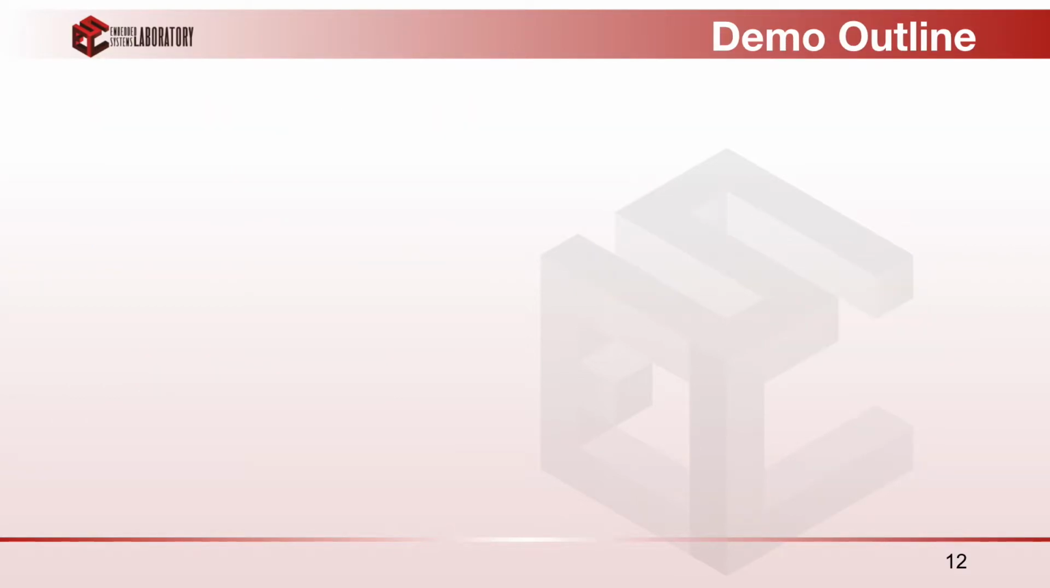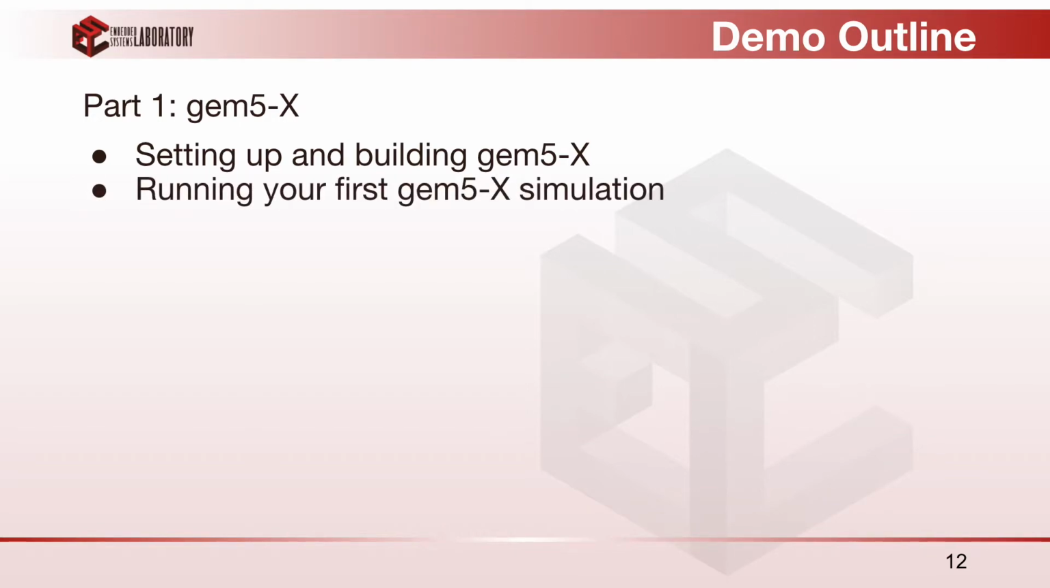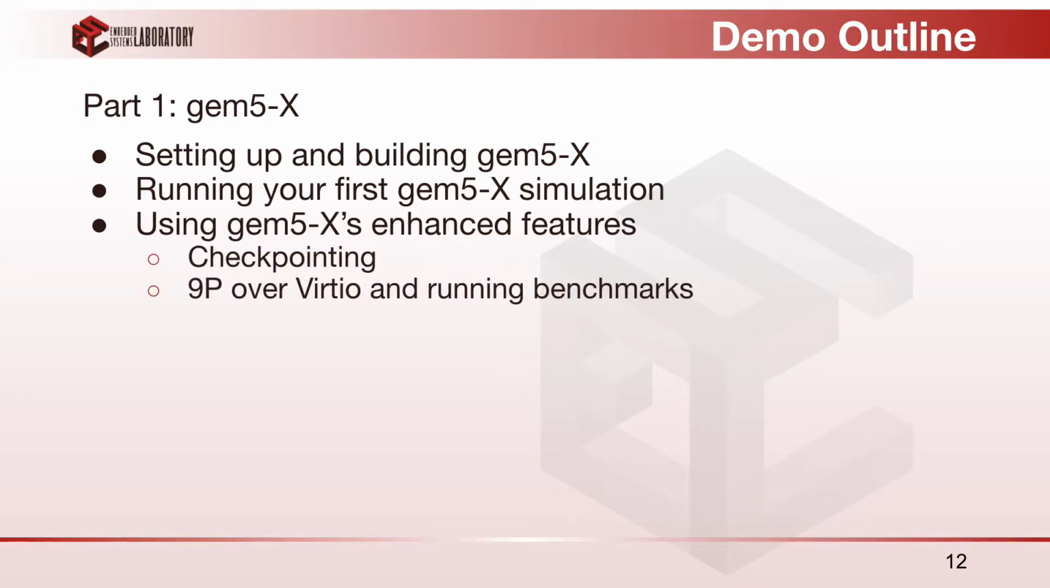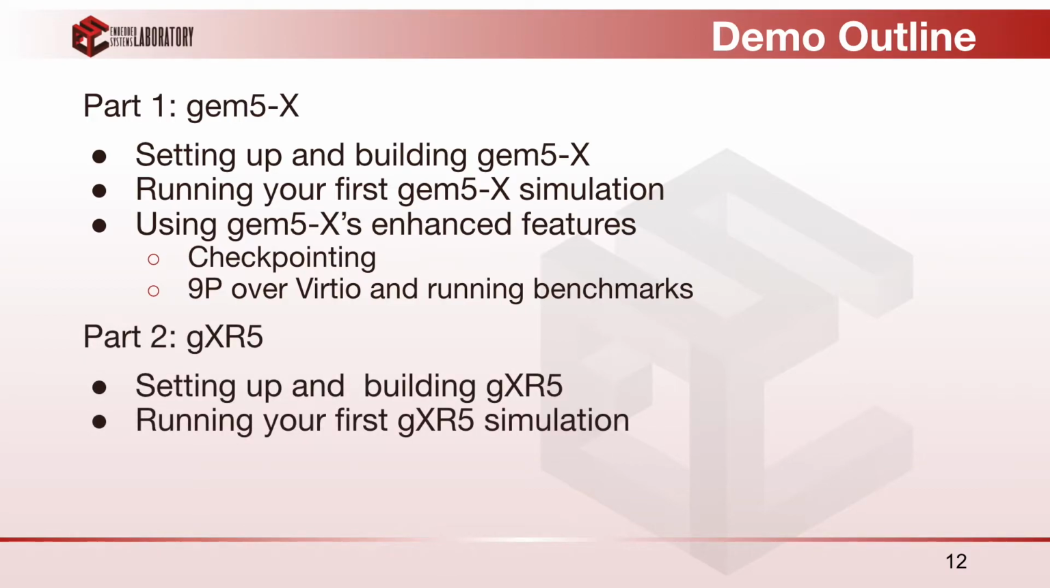Okay, so now that we've gone over the what and why, let's get into the how. I will start the demo shortly, which is split into two parts, one for Gem5-X and its enhanced features, and another for GXR5. In part one, I will show you how to set up and build Gem5-X, run your first simulation, and then how to use some of the enhanced features to optimize your workflow, including checkpointing and 9p over Virtio. In part two, I will show you how to set up and build GXR5 and run your first simulation with it.